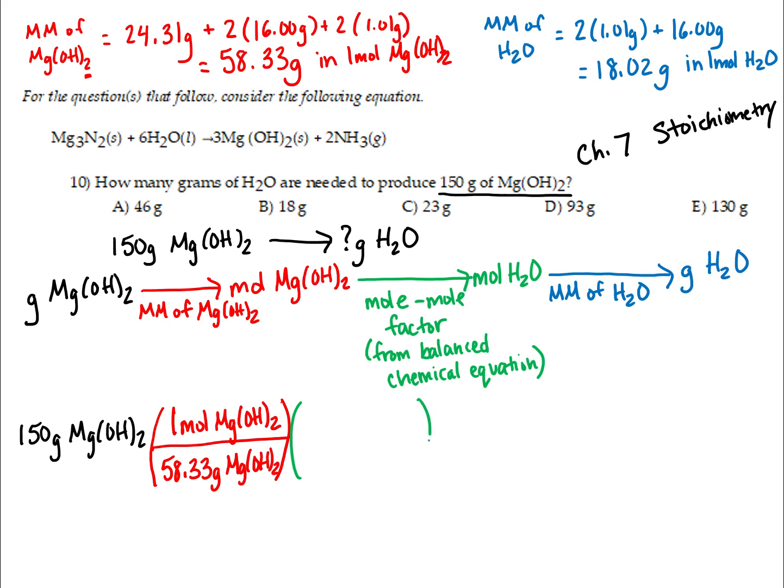Then we write a mole-mole factor. This is from the balanced chemical equation. We want to convert from magnesium hydroxide to water, which means the number of moles of magnesium hydroxide in the chemical equation will go on the bottom. Now you can see that it'll cancel out to give us moles of water, which is going on the top.